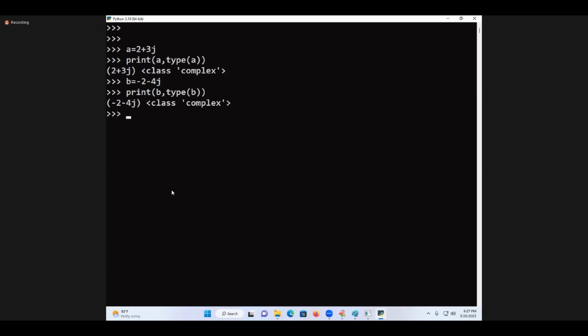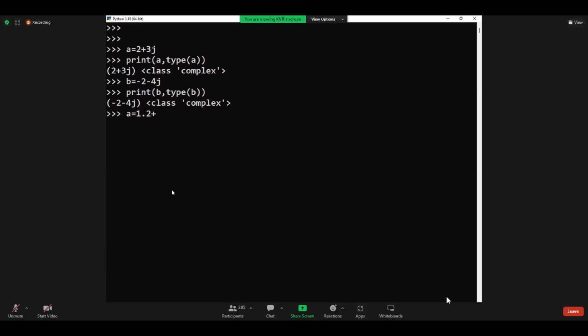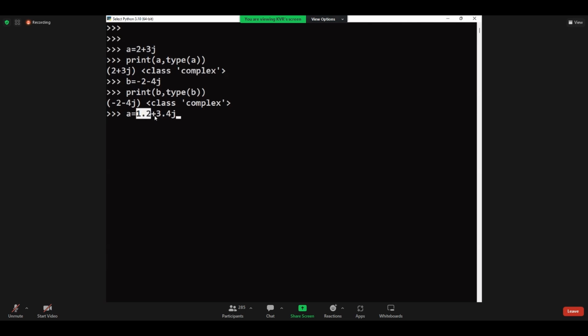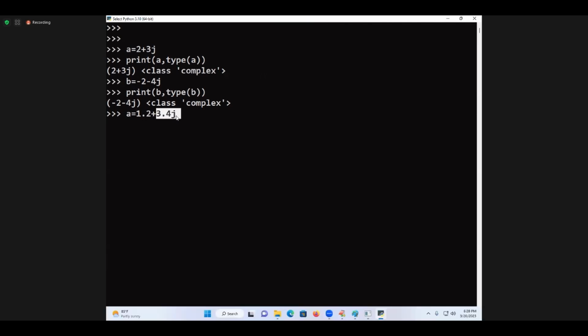So here I'm going to say, A is equal to, carefully follow now, 1.2 plus 3.4j. That means in the real part, I can represent even what values? Float values. In the place of the imaginary part, I can also write float values. Now I'm writing print of A, comma, type of A.